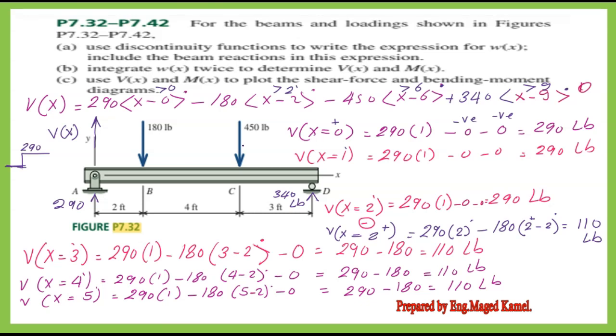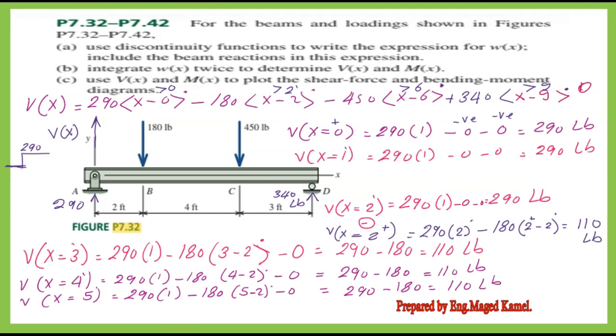We consider x equal to 1 foot, so V of x equal 1 equals 290 multiplied by 1 minus 180 multiplied by (1 minus 2) raised to the power of 0. This term is negative, so it will be considered 0. So we have 290 minus 0 minus 450 multiplied by a negative value considered 0. So the final answer is 290 pounds.